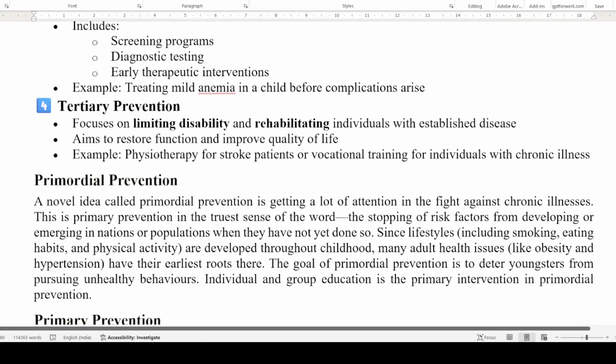Fourth one is tertiary prevention. Tertiary prevention means now we have to focus on limiting the disability and rehabilitating the individual with established disease. So it aims to restore function and improve quality of life. For example, physiotherapy is the rehabilitation for various types of patients: stroke patients, any person having a chronic illness, an injury, or a fracture. To rehabilitate the person, physiotherapy is given.